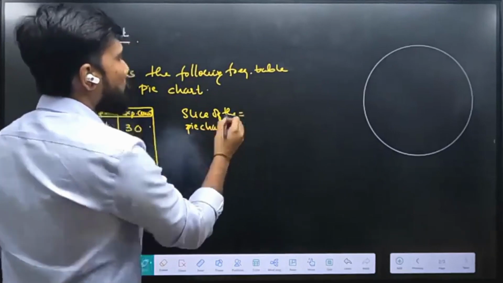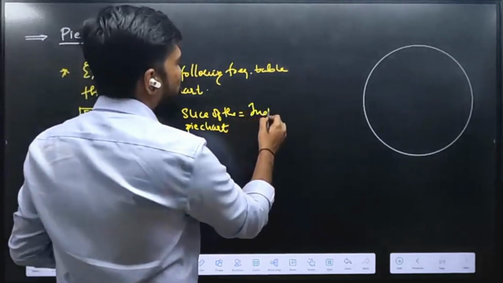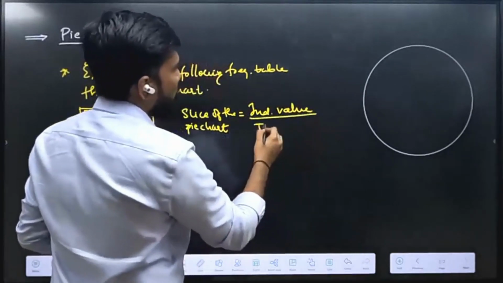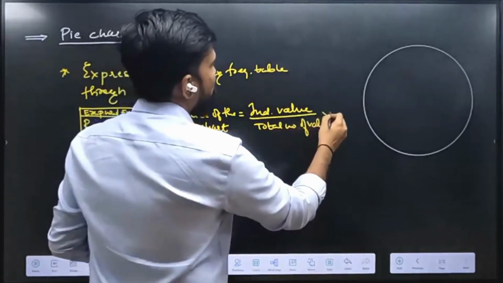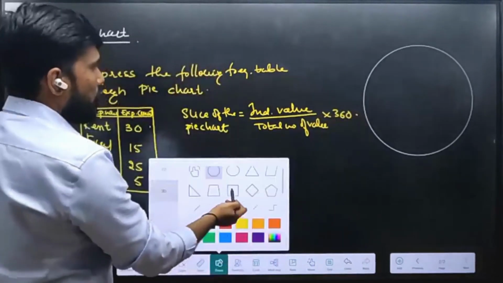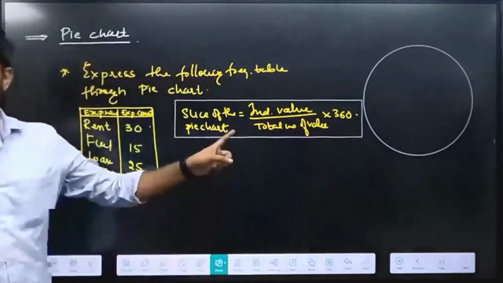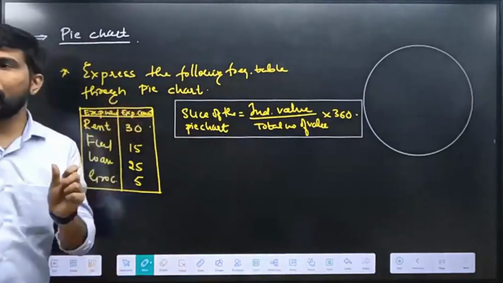How do I calculate the slice of a pie chart? The formula is: individual value divided by total of the values, into 360. This is the formula that we use to represent the slices.